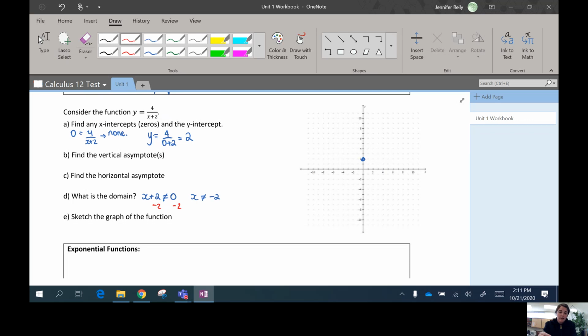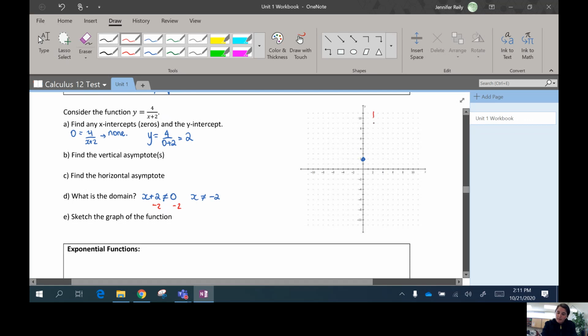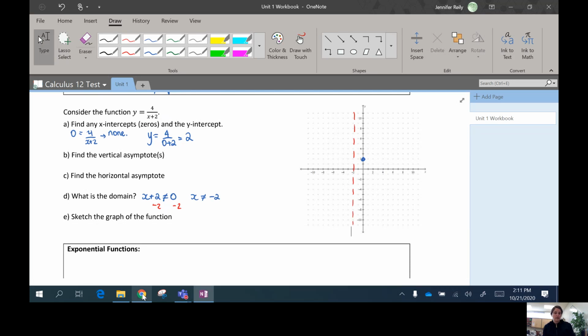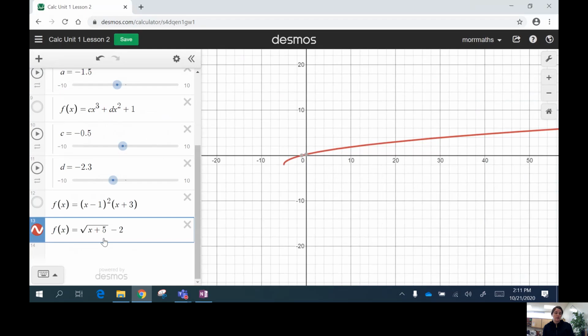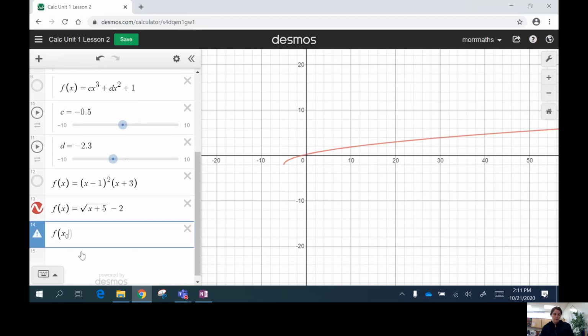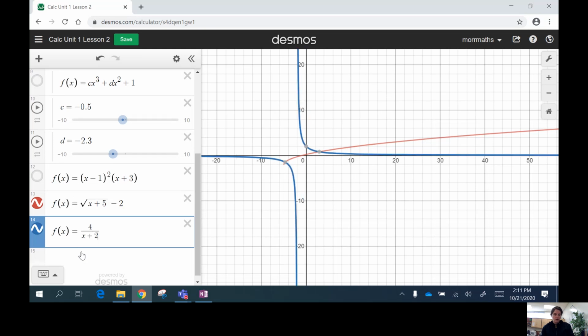In most cases, that will give you an asymptote at that point. Oops, not positive 2, negative 2. There we go. I'm going to draw a vertical line at that point. Now I'm going to sketch the graph, and we'll use Desmos to do it. Again, you don't have to be able to sketch the graph. That's what we're doing in Pre-Calc 12. Here, you just have to recognize that this is a rational function and look at some features.